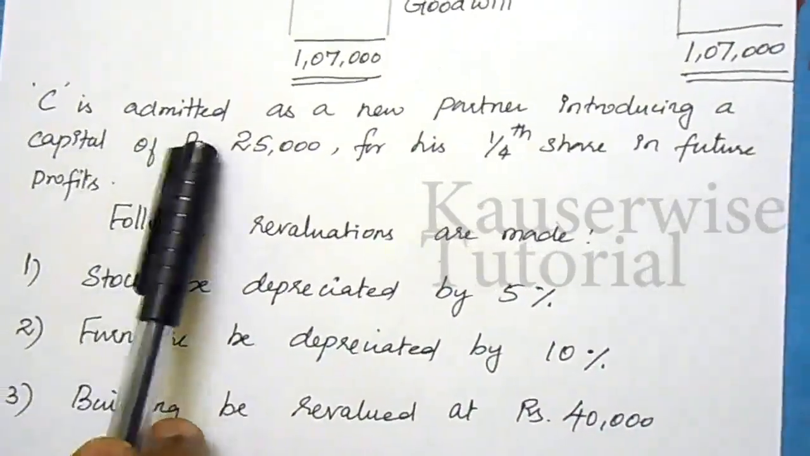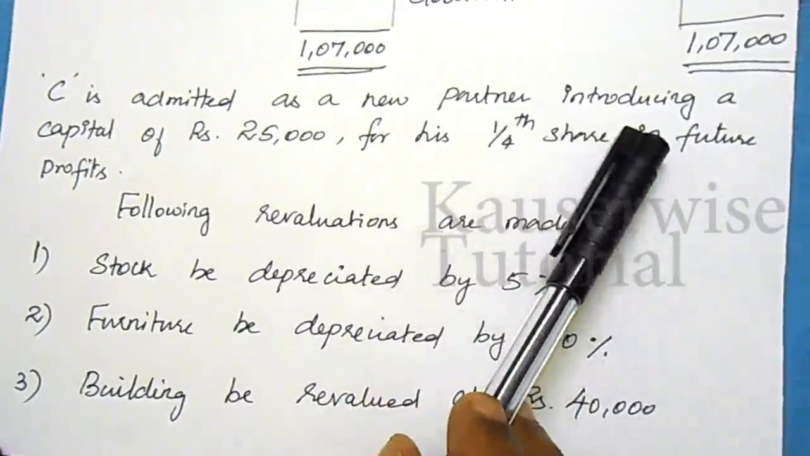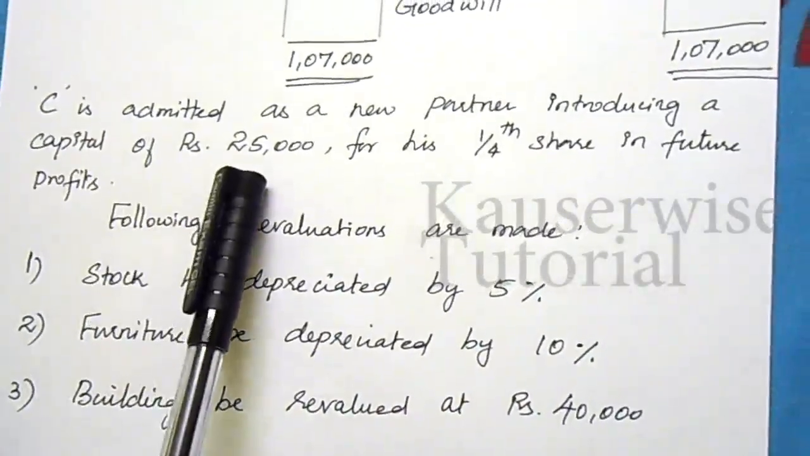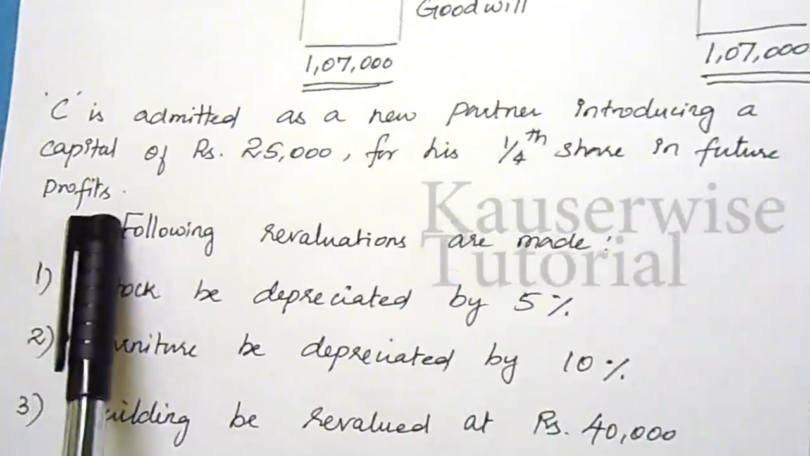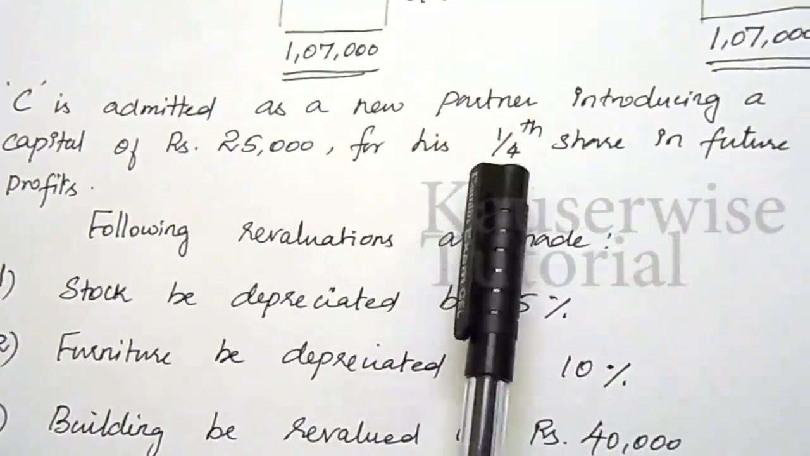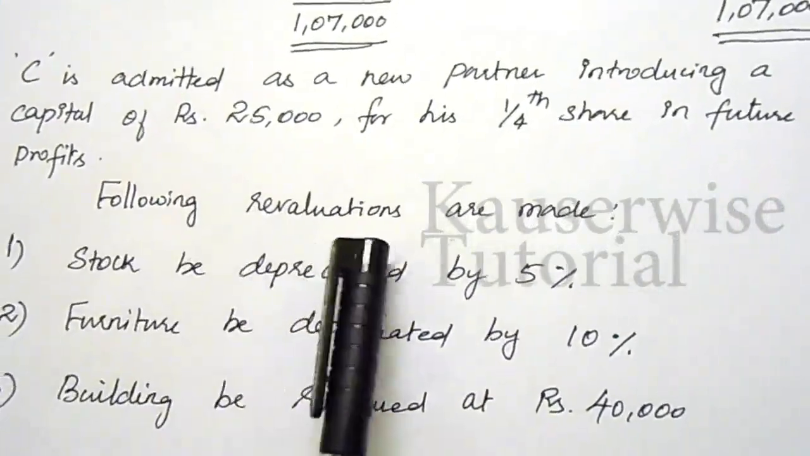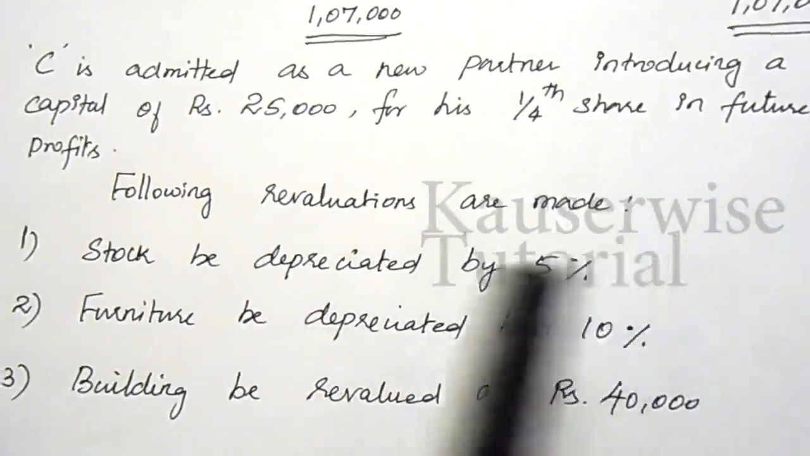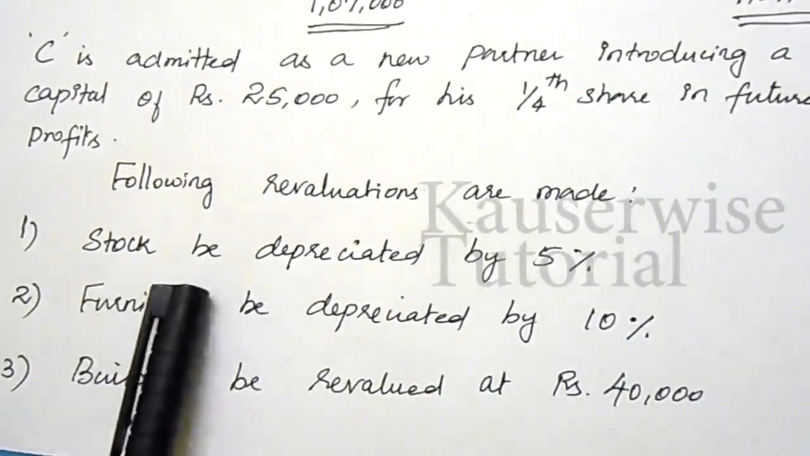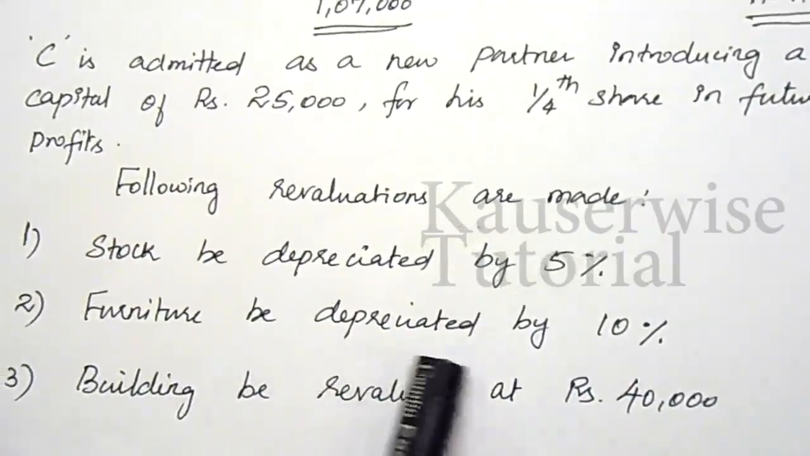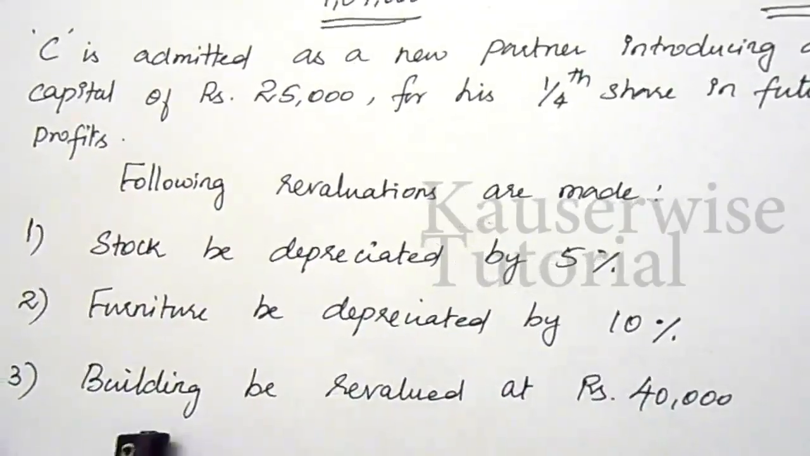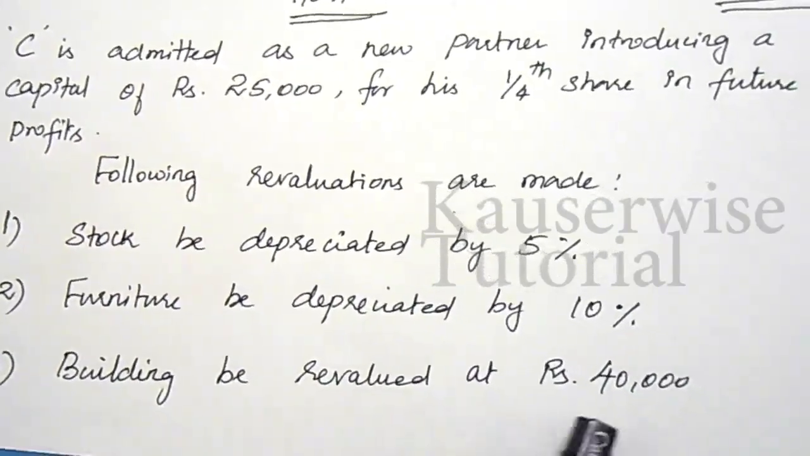Look at the adjustments. C is admitted as a new partner introducing a capital of rupees 25,000 for his 1/4 share in future profit. So new partner share is 1/4. Following revaluations are made. So the first one, stock to be depreciated by 5%. Furniture be depreciated by 10%. Buildings be revalued at 40,000.